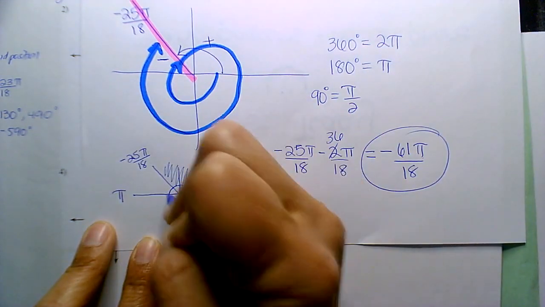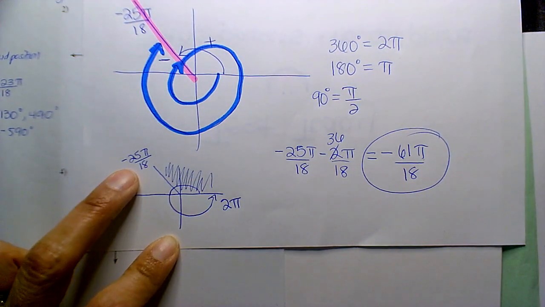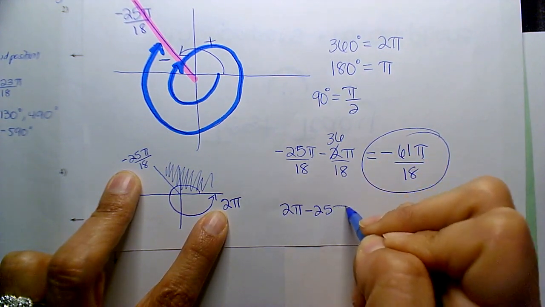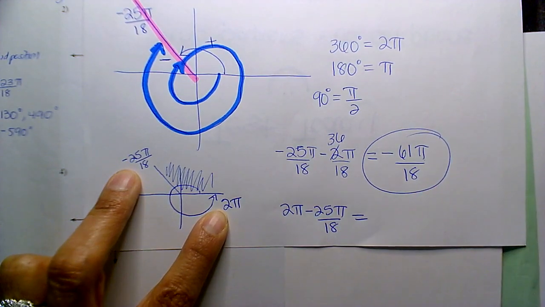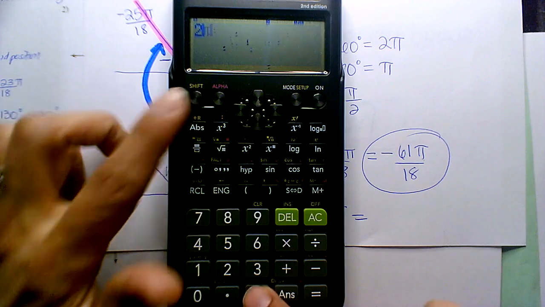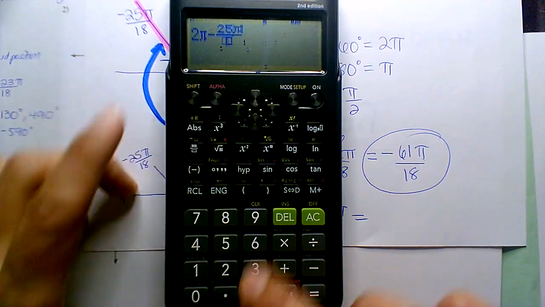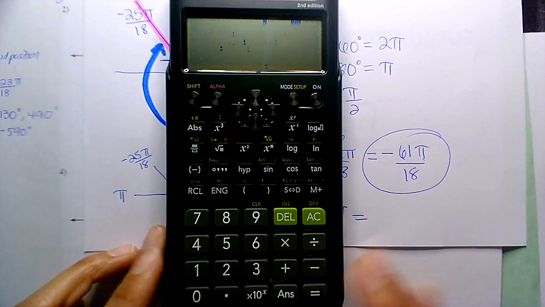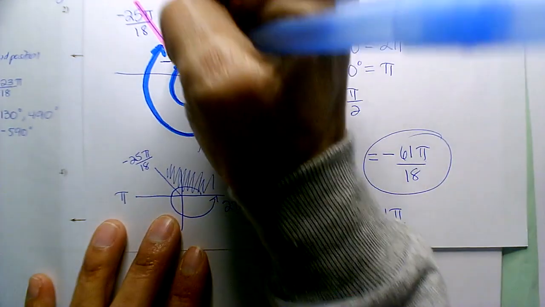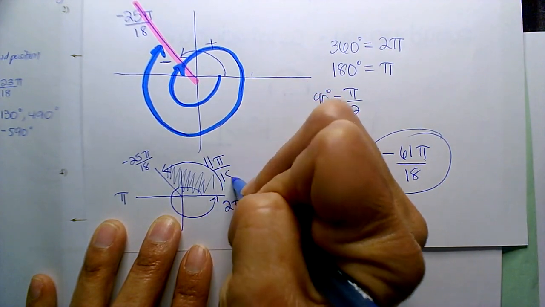You've got to subtract this from 2 pi. You've got to go all the way, because then it's too big. You've got to subtract this from 2 pi in order to get, so what's 2 pi minus 25 pi over 18? And you get, can I cover it? 2 pi minus 25 pi over 18. And I get 11 pi over 18. And so that's this from here. So here is 11 pi over 18.